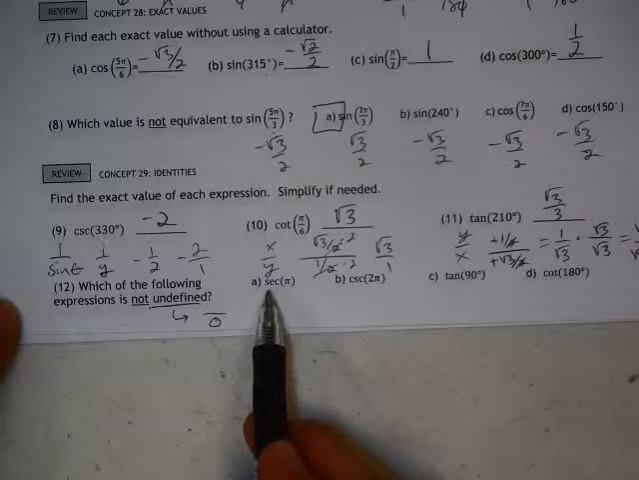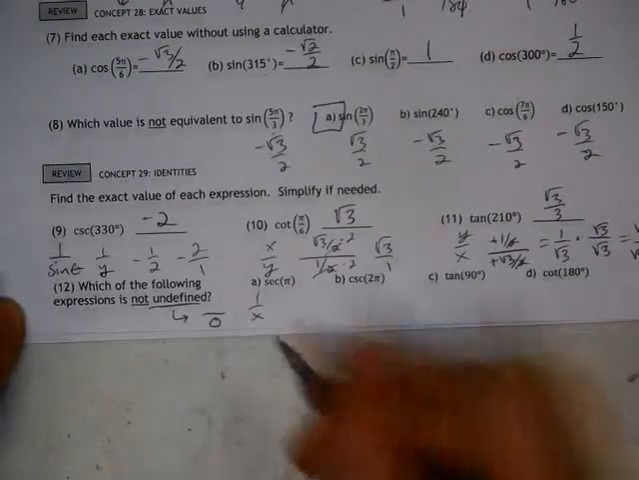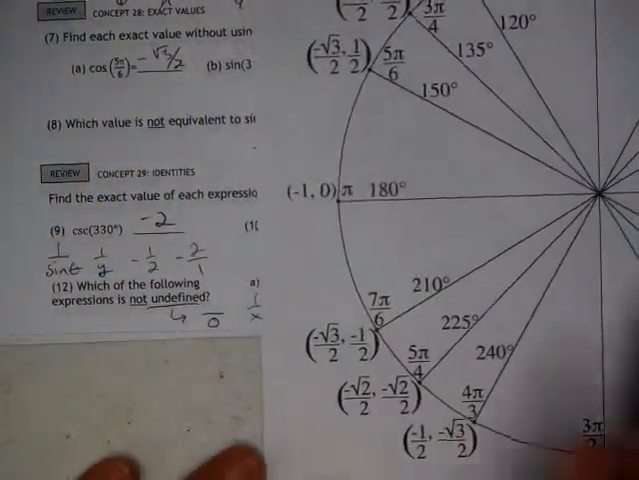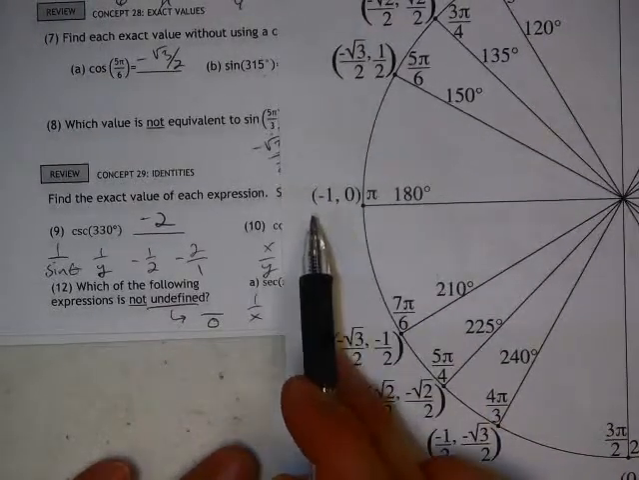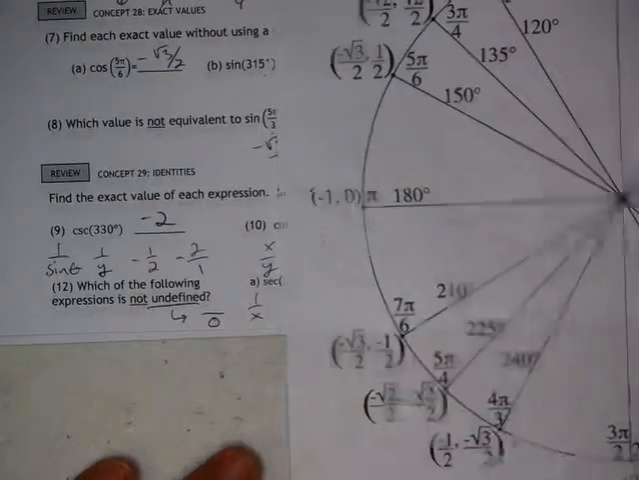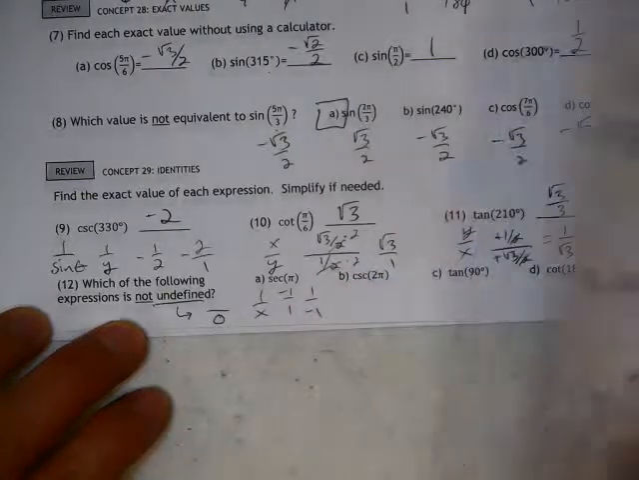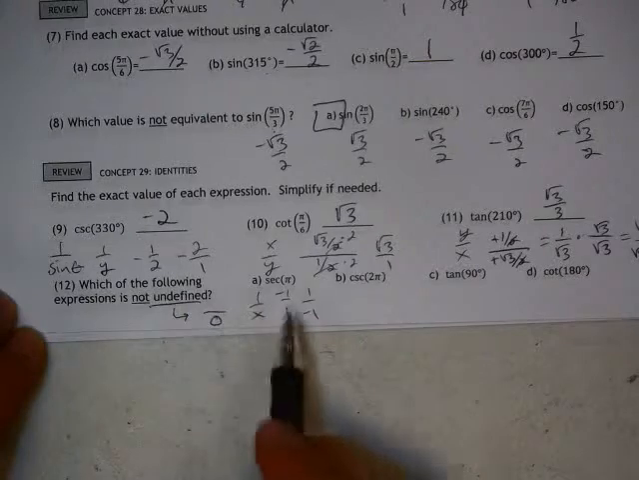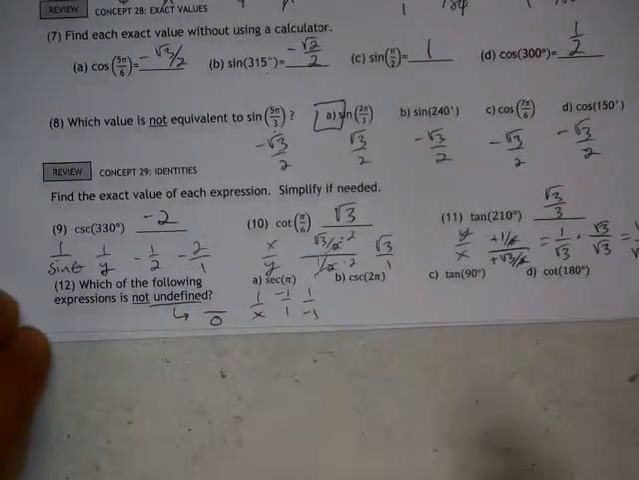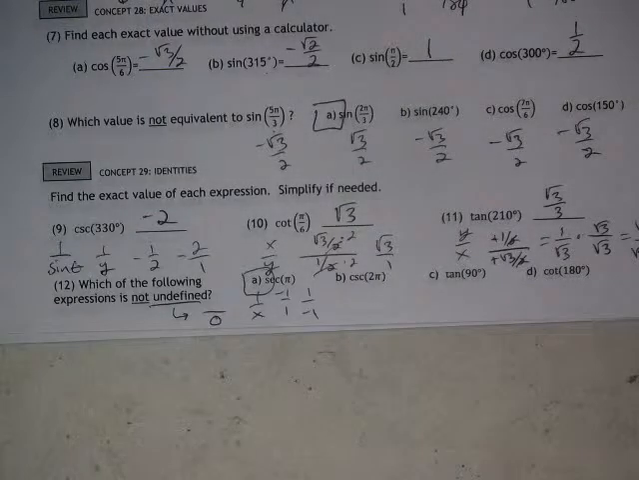So first, secant. Now remember that secant takes the cosine, the x value, and flips it over. It's 1 over x. So at pi, let's find pi first. There's pi, 180 degrees. The cosine, the x value, is negative 1, which would start as negative 1 over 1, but if I flip it, it becomes 1 over negative 1. And it says not undefined, not with 0 on the bottom. This does not have 0 on the bottom, so that's got to be my answer. Now I'll check the rest just to make sure that's the right one.